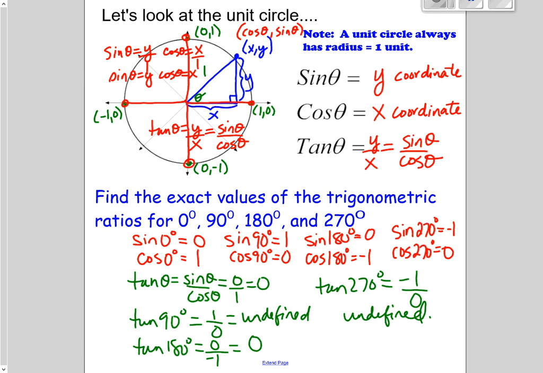Okay, so if you're ever asked to find values for 0 degrees, 90, 180, and 270, those are also special angles, and we use our unit circle to help us. We're just looking at the x coordinates and y coordinates of that unit circle, because we know that sine is the y coordinate, cos is the x coordinate, and then tan is equal to y over x.